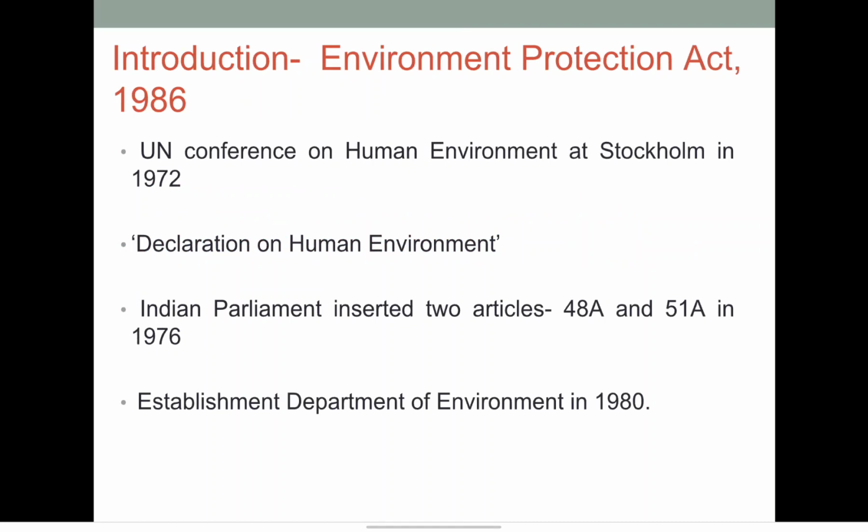So let us first begin with Environment Protection Act 1986. Environment Protection Act is an umbrella legislation. Okay, umbrella legislation means that it covers many aspects of environment. And it was enacted by the Indian Parliament in the year 1986 for regulation of the environment.